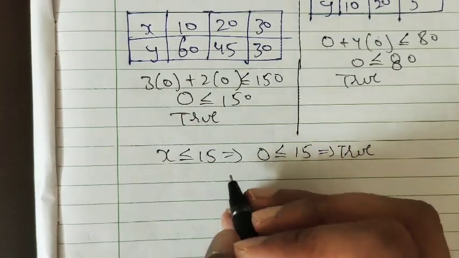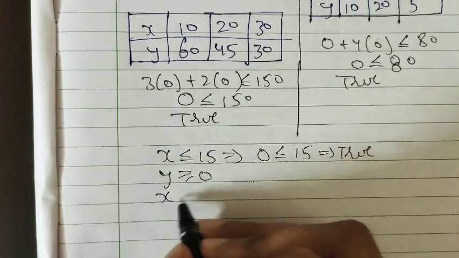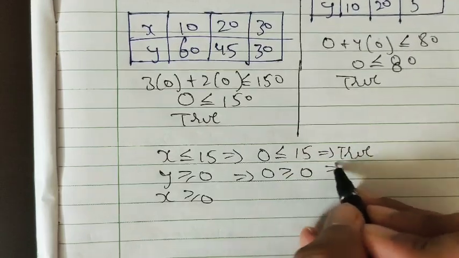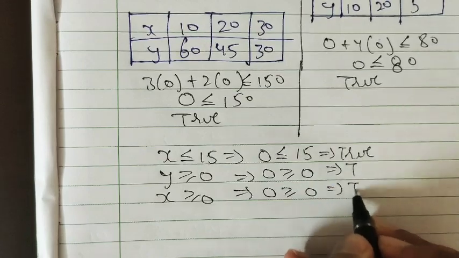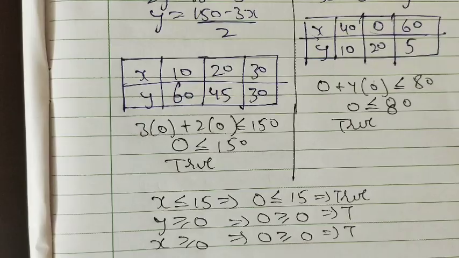Next, y is greater than or equal to 0, x is greater than or equal to 0. So 0 is greater than or equal to 0, true. 0 is greater than or equal to 0, true. So all conditions are true. So let's put the values.